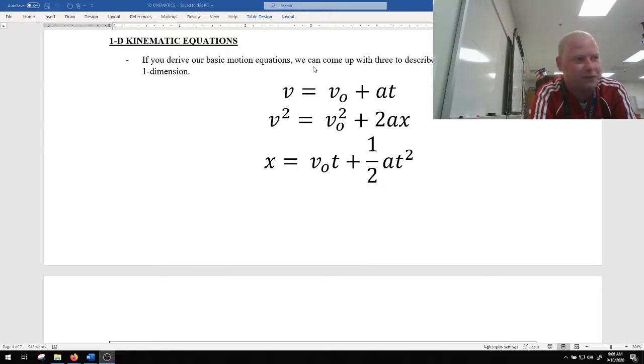So we got V equals V naught plus AT, which means that the final speed is equal to the initial speed plus acceleration times time. Our second equation says that your final speed squared equals your initial speed squared plus 2 times acceleration times displacement. And your last equation tells us the displacement is equal to your initial velocity times the time plus 1/2 of your acceleration times time squared. Now keep in mind that bottom equation, time is the only thing that is squared there.